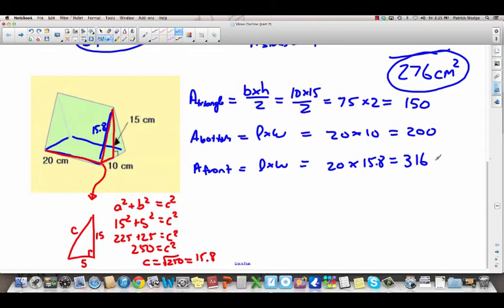Now, how many of those are there? 2. So you have to multiply that by 2. You get 632. So you have this amount, you have this amount, you have this amount. What should you do with those? Add them up. You get 832, 932, 982 centimeters squared.